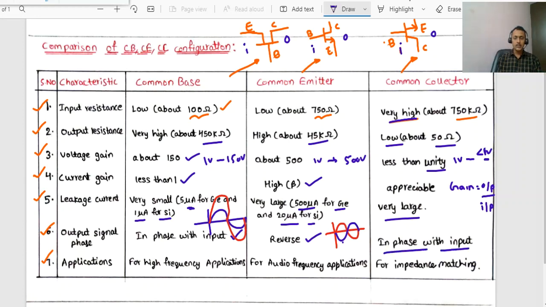Now coming to the applications: common base configuration will be useful for very high frequency applications. For audio frequency applications, common emitter mode, and for impedance matching applications, we will go for the common collector configuration.